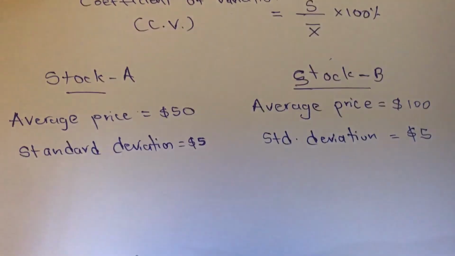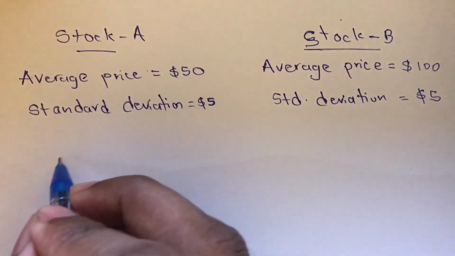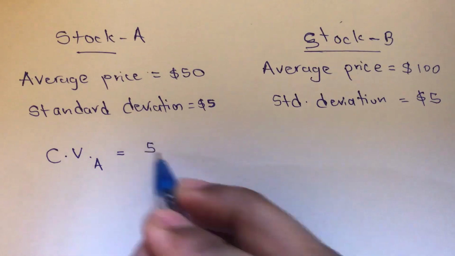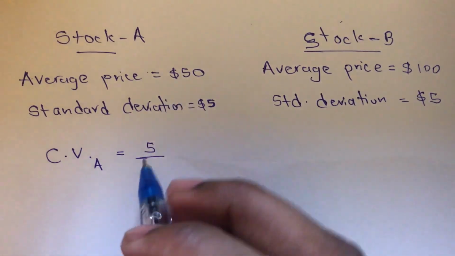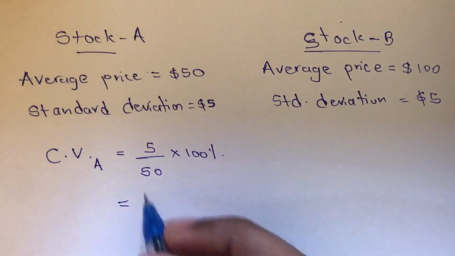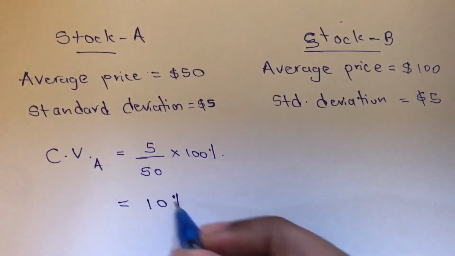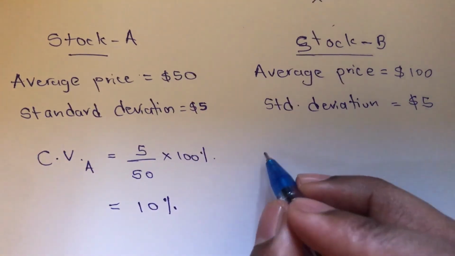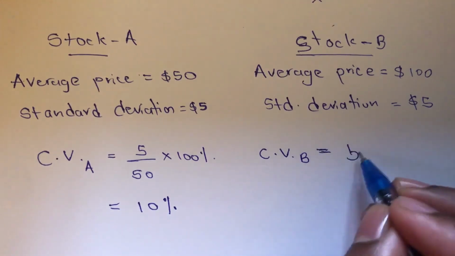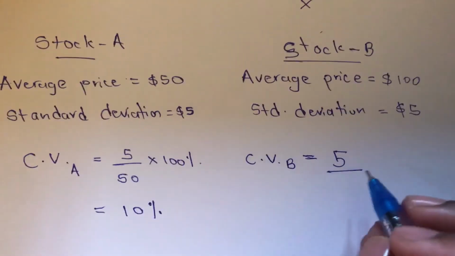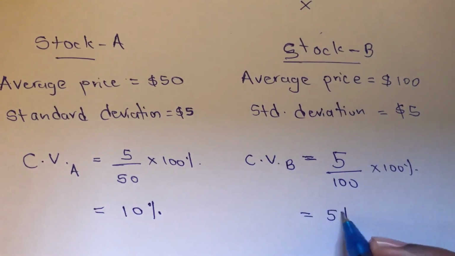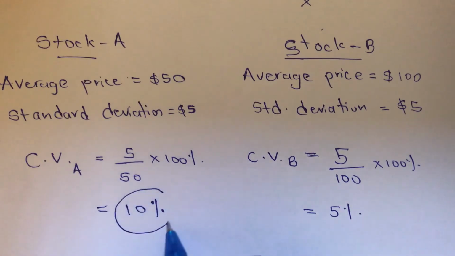Now if we were to calculate the coefficient of variation for stock A, what would you do? You take the standard deviation 5 divided by the average price for that year 50, multiplied by 100 because you're considering the percentage amount. Here you will get 10%. But if you were to calculate the coefficient of variation for B, you take the standard deviation 5 divided by the average price, which is 100, and you take the percentage value of that, you would get 5%. Now notice the two values.